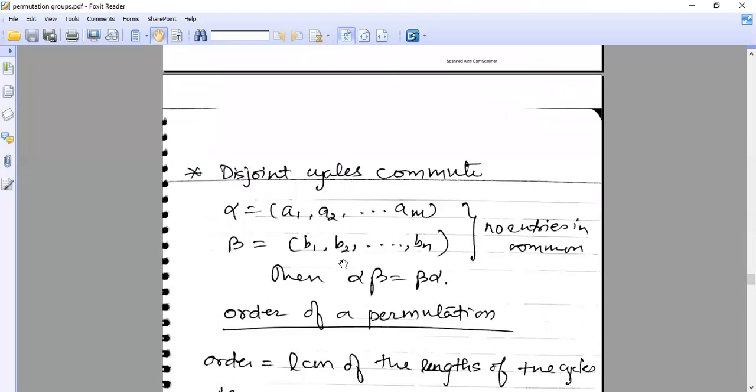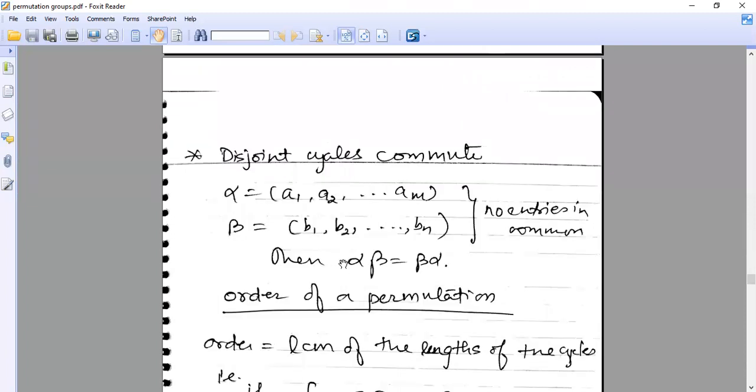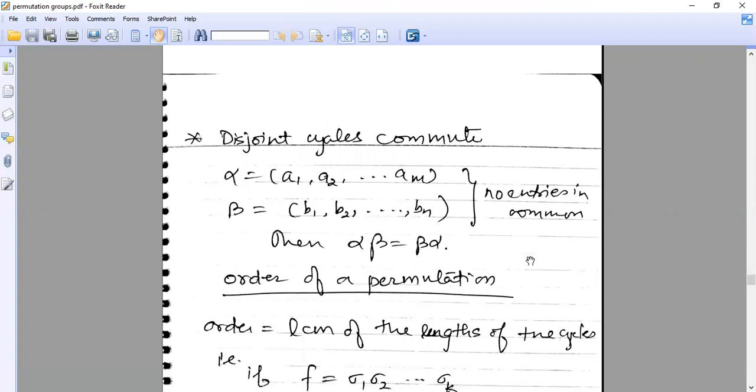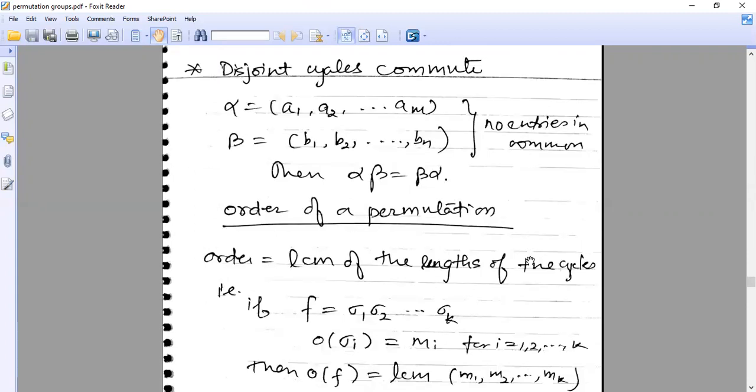Now this result says that disjoint cycles commute. If you have disjoint cycles, then they commute. That is, if you have alpha with these entries A1, A2, Am, and beta is another permutation with these entries B1, B2, Bn, and there is no entry common in alpha and beta, then alpha times beta will be beta times alpha. They will be the same. They will commute. So disjoint cycles commute. This is one of the important results.